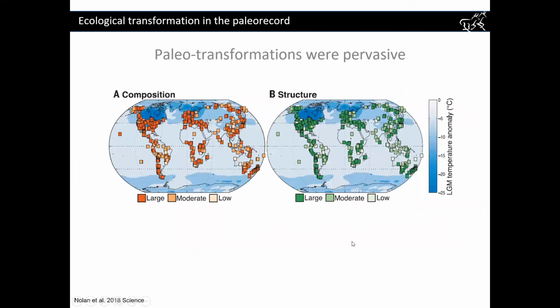I wanted to explore a little bit about how pervasive ecological transformation was in the paleo record. So here's a global map that shows different sites and how large, moderate, or low the compositional shift is, the species assemblage on the left versus structure on the right. And this is all vegetation data. So how large was the compositional change from the last glacial maximum, when temperatures were quite a lot different to today? And you can see that transformation in vegetation has been absolutely pervasive. The world does not look like it did 20,000 years ago.